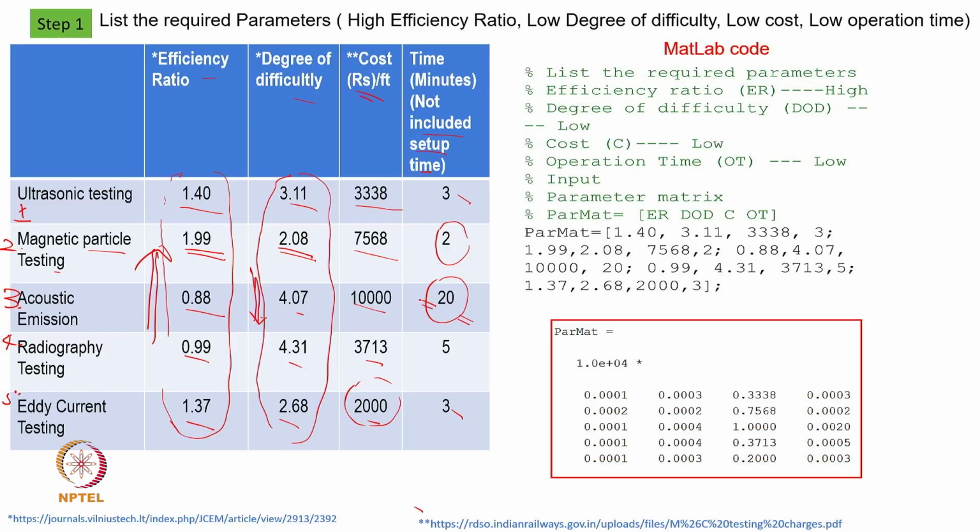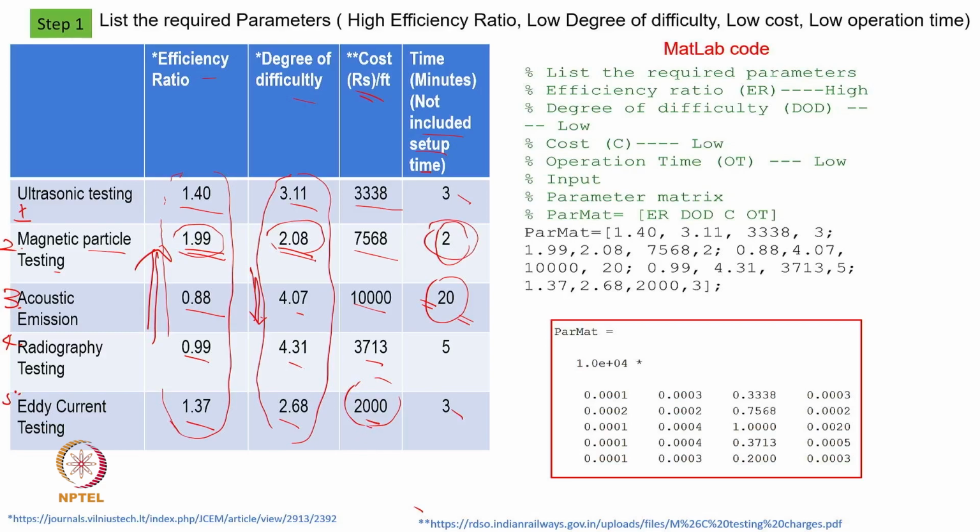So, that is why we say that we keep continuously looking at what is the real advancement in this kind of technique. In this case, at least 3 parameters have been selected. On the efficiency ratio, magnetic particle testing is the best; on degree of difficulty, magnetic particle is the best; and on time, magnetic particle is the best. Only in this situation is eddy current testing the best, from the cost point of view.